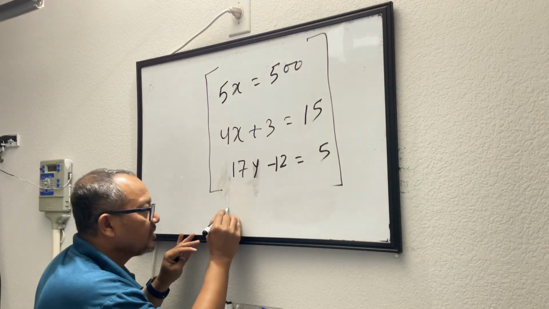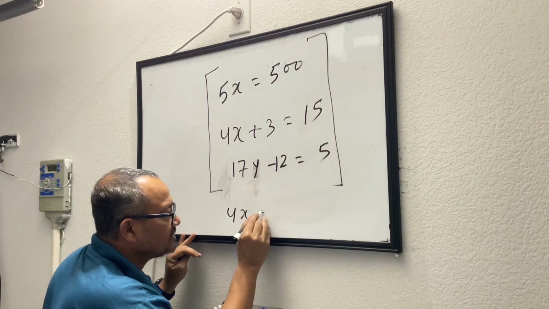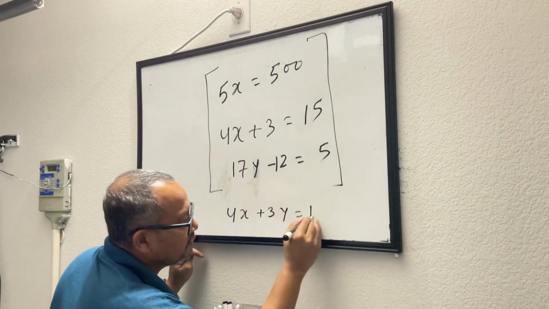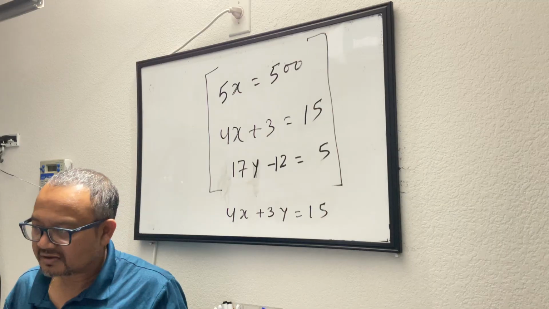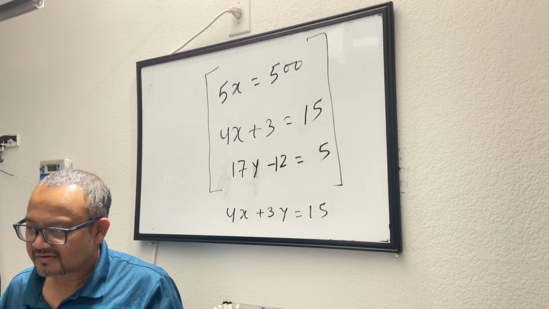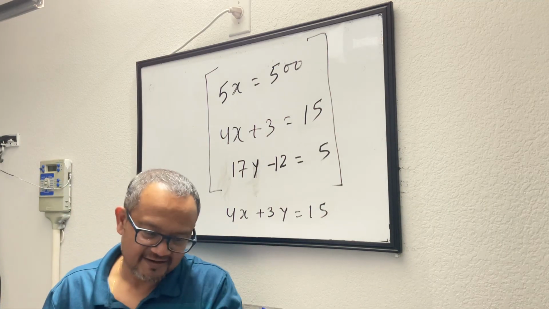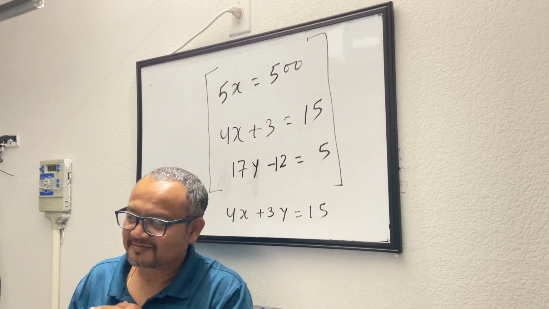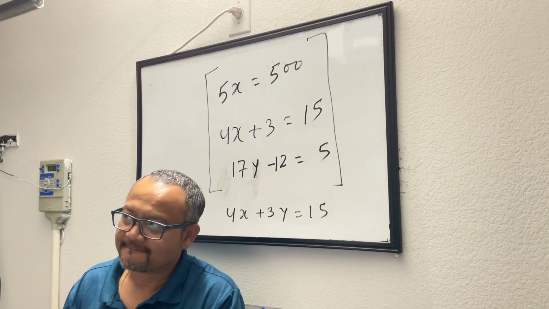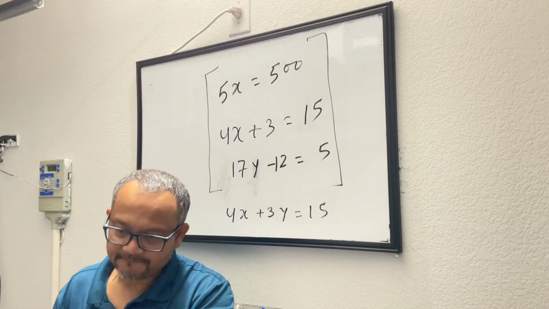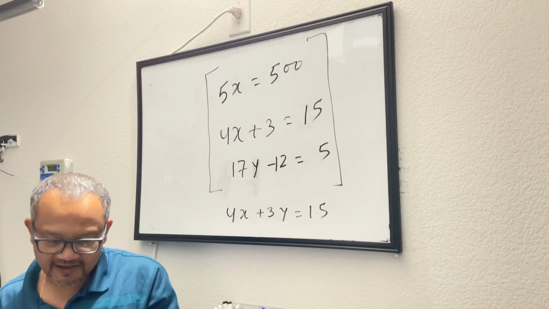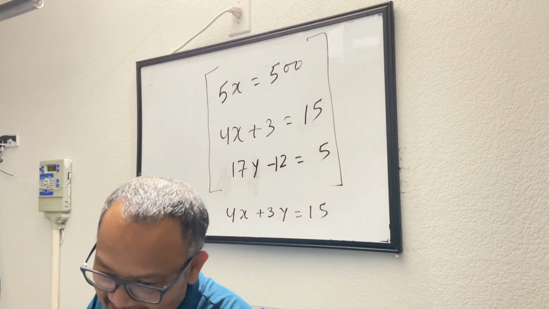Now, if I say 4x plus 3y equal to 15, can you guys find out the value of x and y? No. Why? Because there are 2 variables and the only constant is 15.